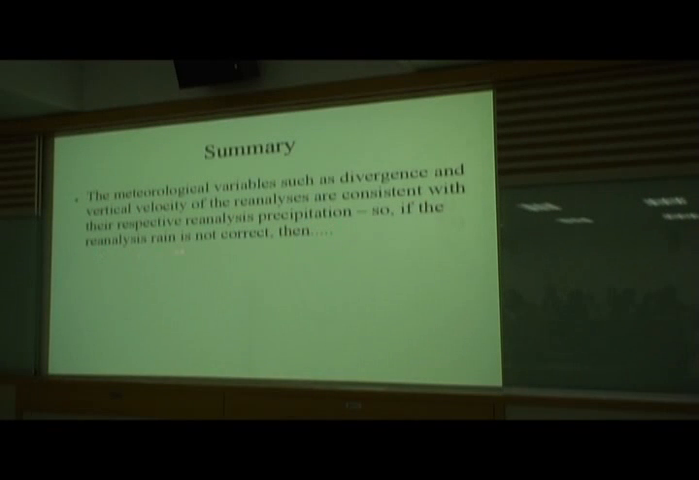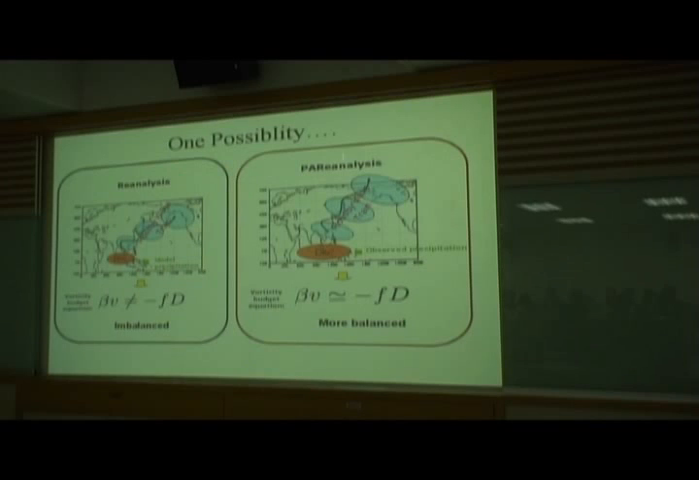So if the reanalysis rain is not correct, then we don't expect a good result. One possibility is like this. This is just a possibility and a little bit exaggerated. Suppose R2 has a divergence here, and our PA reanalysis has divergence here. This can be a wave activity source, and each divergence can generate a more pronounced signature of Rossby wave train.